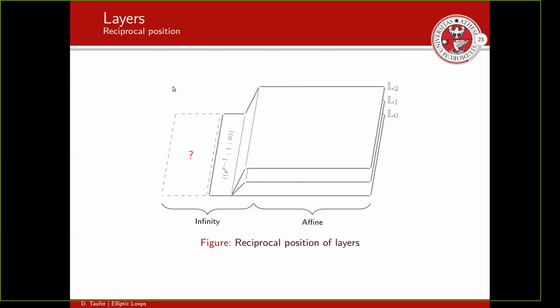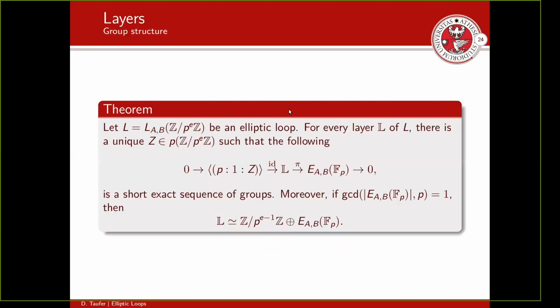So if you really want to describe the algebraic structure of the whole elliptic loop, we have to describe the structure of the layers and find out what's there. So what is the missing part of infinity? Let me start with the description of the structure of layers. We have this theorem, which generalizes the one we have seen for elliptic curves. We have, again, a short exact sequence. This zeta is an integer that may be explicitly computed. In the proof, we give the explicit characterization of this zeta.